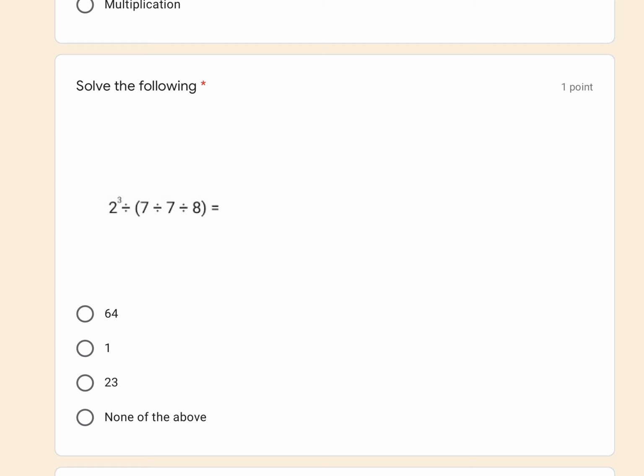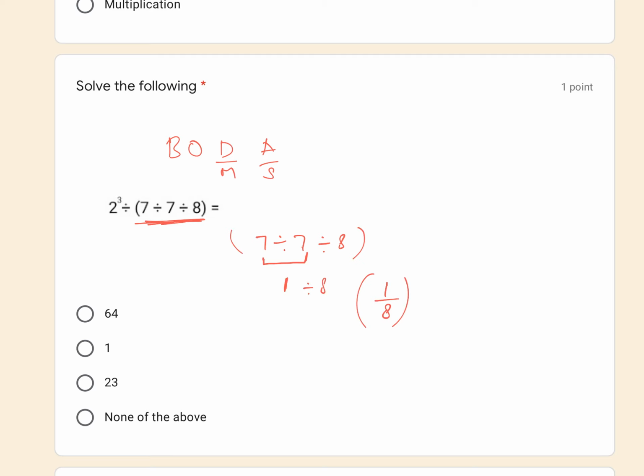Next is 2 cube divided by 7 divided by 7 divided by 8. So we know the order, B, O, D or M, A or S. So brackets first. So first solve what is there in the brackets, 7 divided by 7 divided by 8, in which we need to again check the order. Only division we have over here, no multiplication. So let us do the division which comes first, we know that first come first serve. So 7 divided by 7 is 1 divided by 8, so 1 by 8 inside the brackets, right?